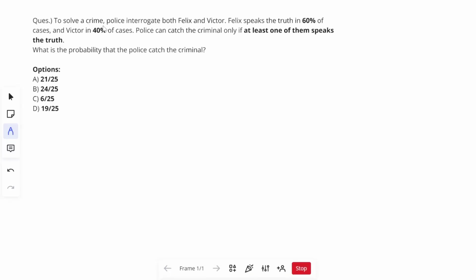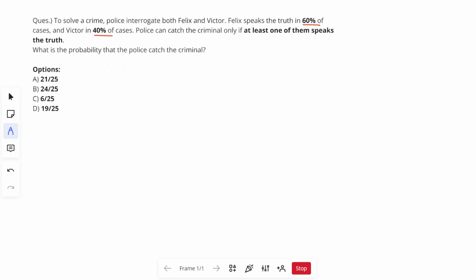The question is: to solve a crime, police interrogate both Felix and Victor. Felix speaks truth in 60% of cases and Victor in 40% of the cases. Police can catch the criminal only if at least one of them speaks the truth. What is the probability that police catch the criminal? The options are 21 by 25, 24 by 25, 6 by 25 and 19 by 25. Let's try to solve this question. First of all, let's note down the data which is given to us.